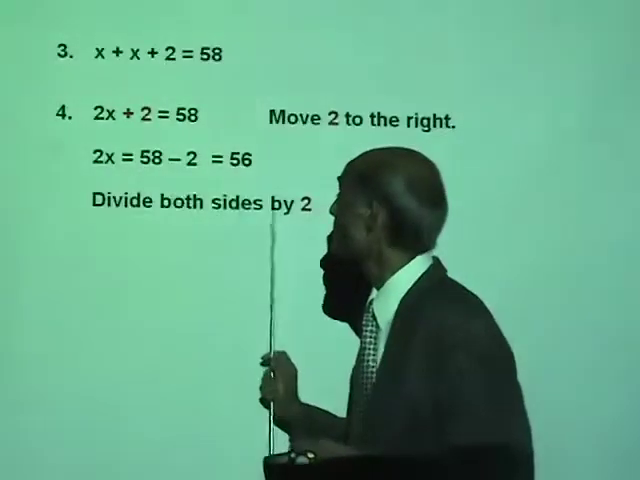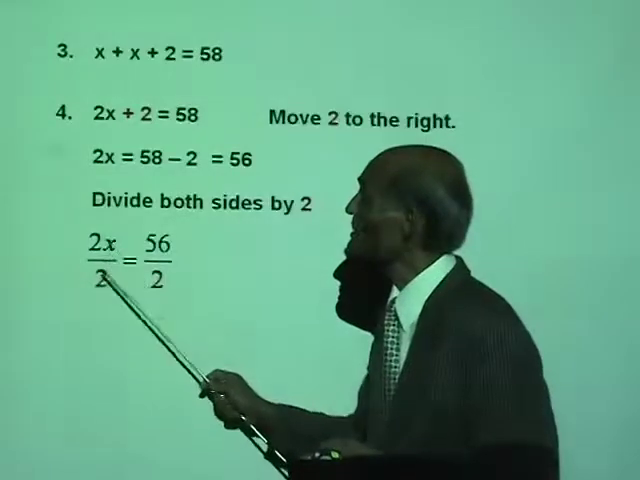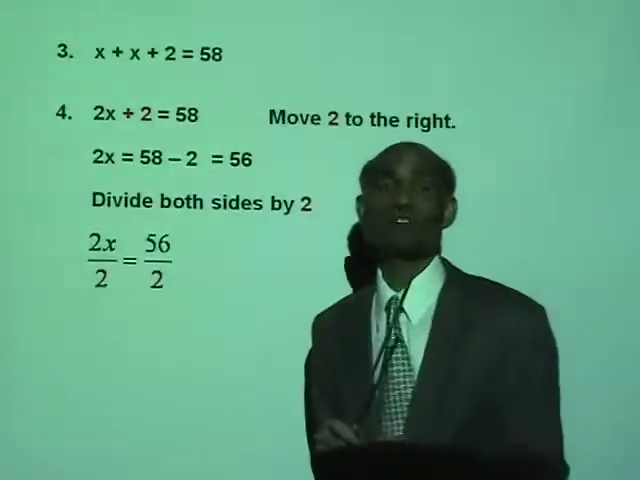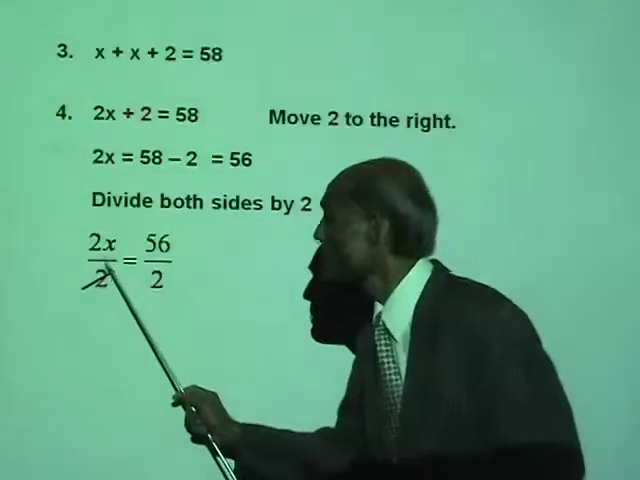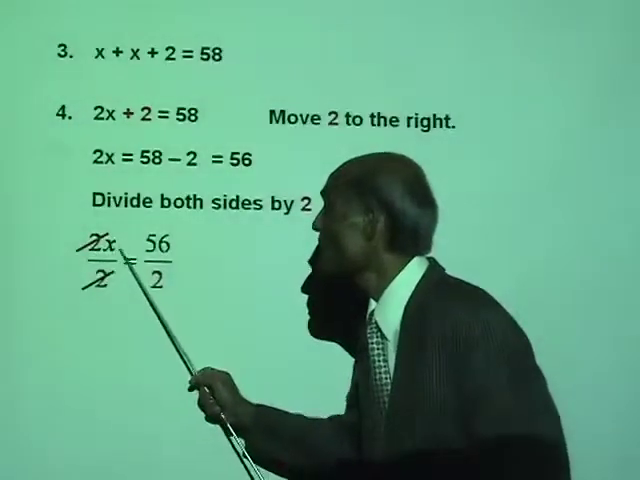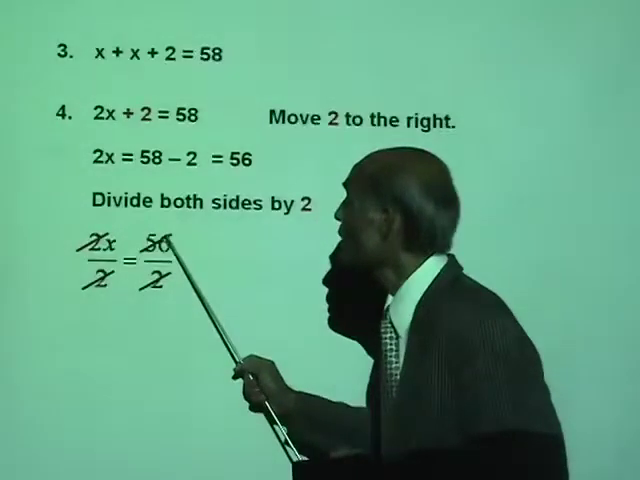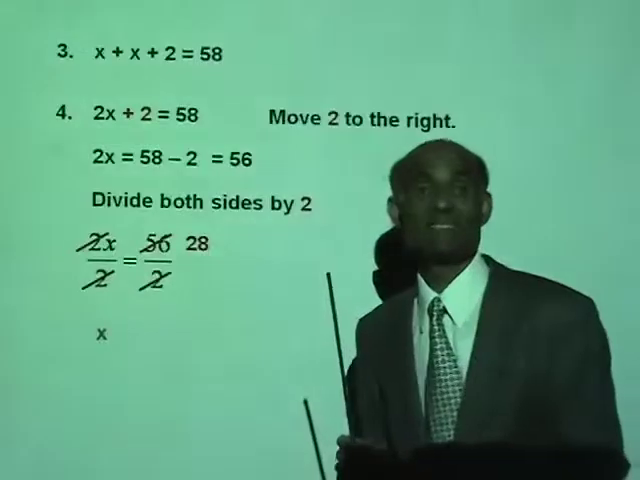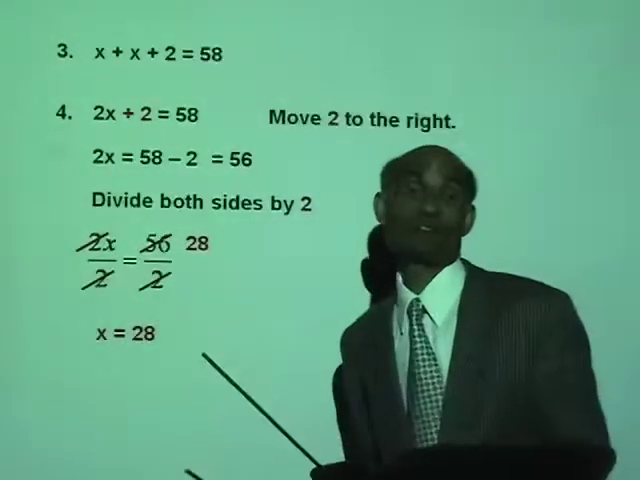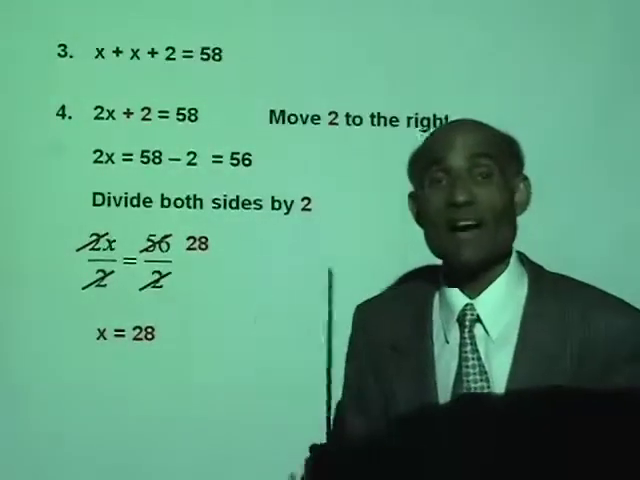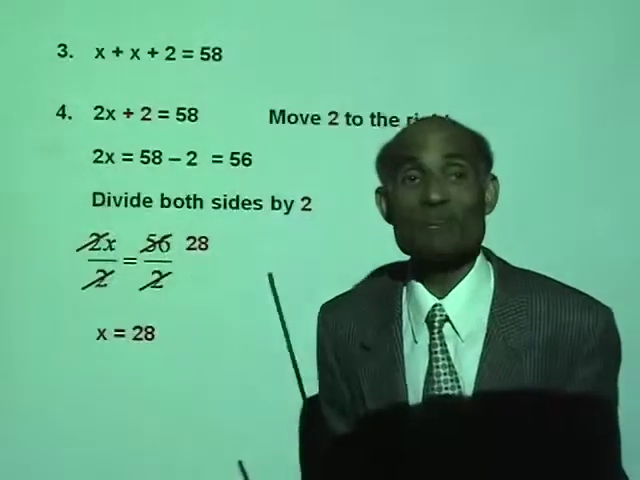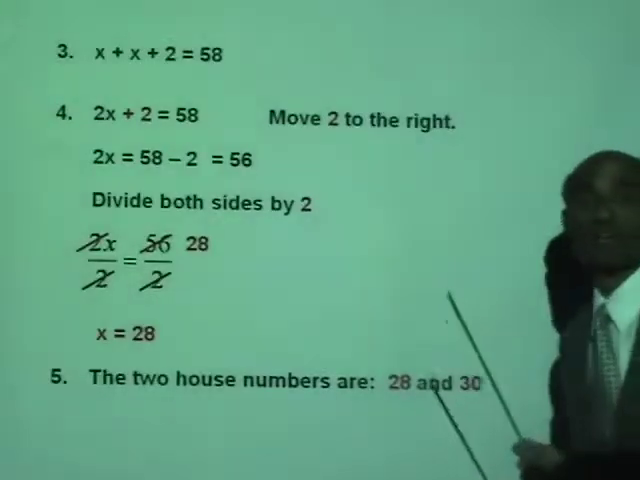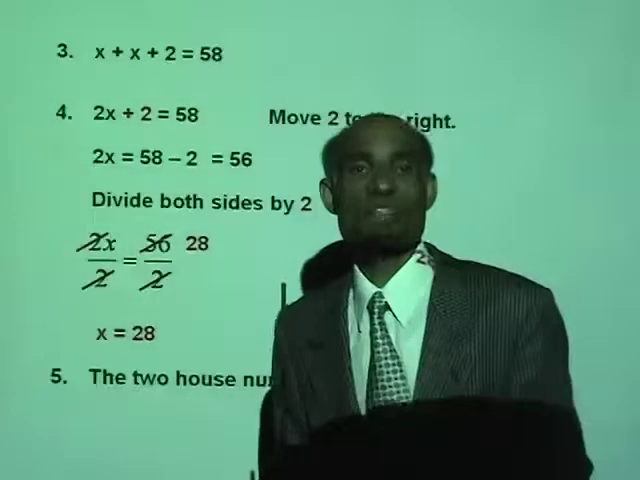Divide both sides by 2. We get 2x divided by 2 equal to 56 divided by 2. The 2 and the 2 cancel. Therefore, x equal to 56 divided by 2 is 28. The smaller house number is 28, and therefore the next house number is 30. The two house numbers are 28 and 30.